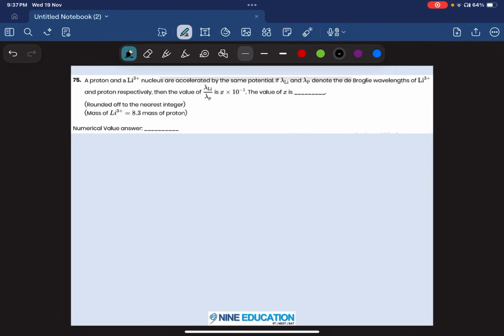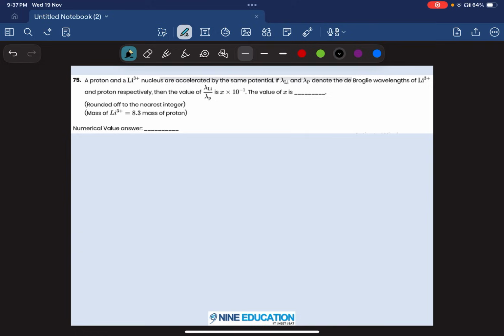Then the last question of this discussion: a proton and a lithium nucleus are accelerated by the same acceleration potential. Lambda lithium and lambda p denote the de Broglie wavelengths of lithium plus 3 and proton respectively. Then the value of lambda lithium by lambda proton is x into 10 power minus 1. The value of x is what?